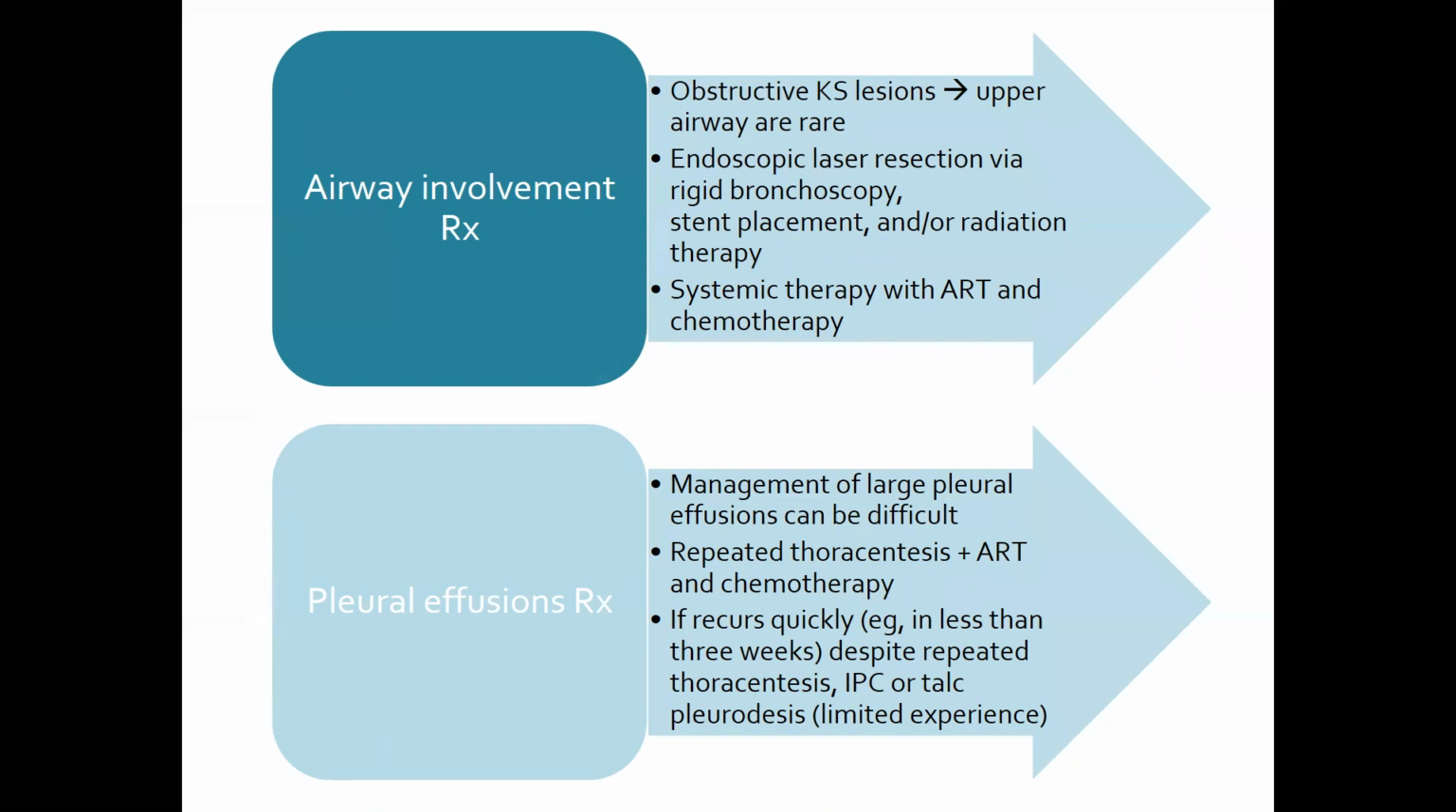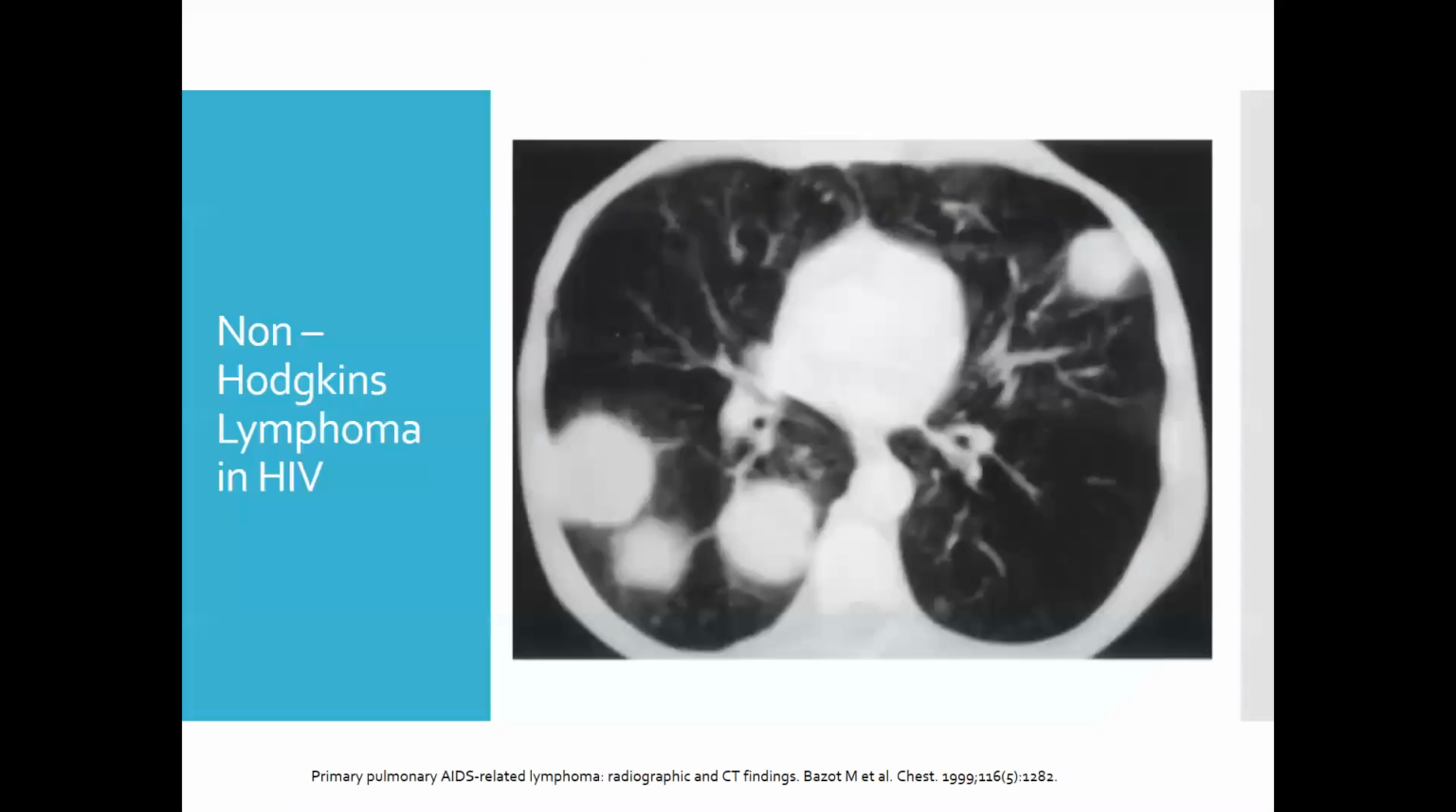Pleural effusions, when larger, are typically very difficult to manage. Repeated thoracentesis is one way to go, but if it reaccumulates too quickly, then PleurX catheters may need to be placed.